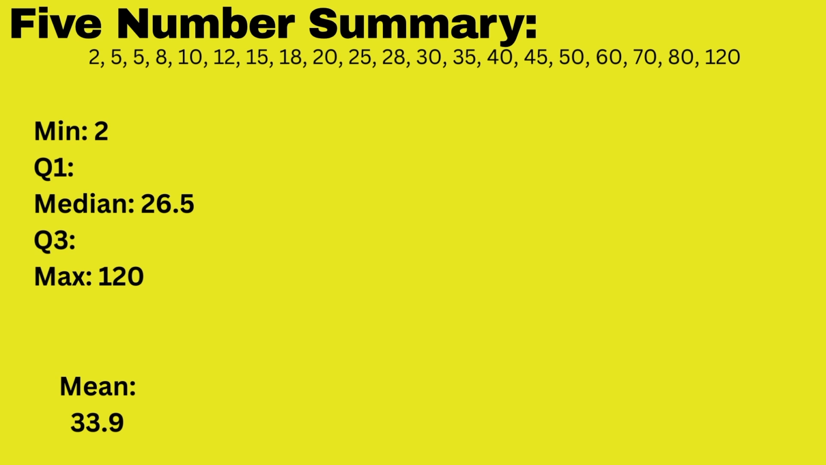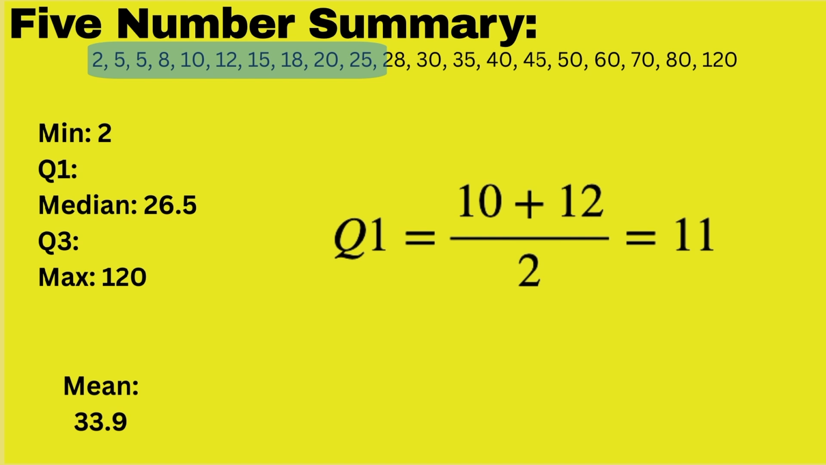The Q1 value is the median of the lower half of the data. So that is the data from 2 to 25. There are 10 data points in this value, so when we go 5 up from the bottom and 5 down from 25, we get 10 and 12. So we find the average of these two values. 10 plus 12 is 22, and 22 divided by 2 is 11. So Q1 is 11.